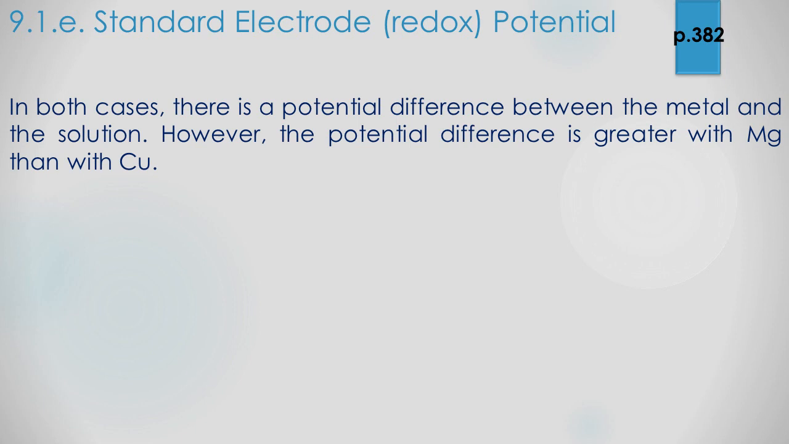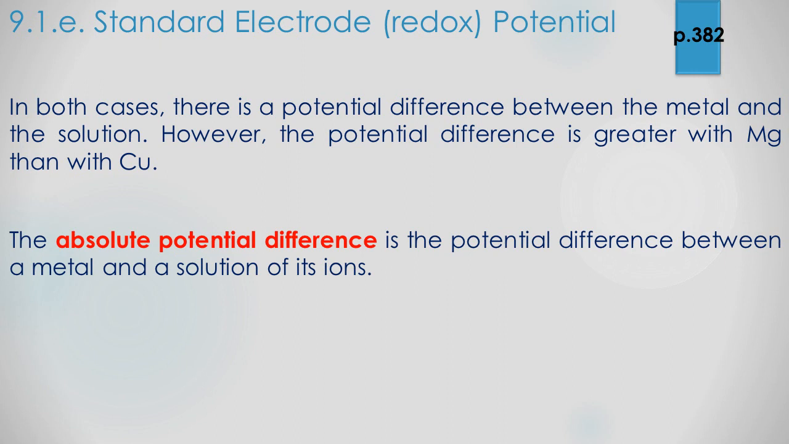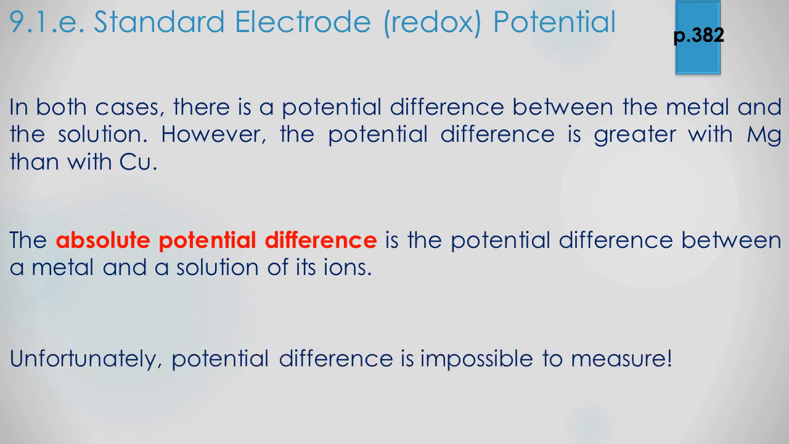In both cases, there is a potential difference between the metal and the solution. However, the potential difference generated in the case of magnesium is higher than that in copper, because you have a higher charge in magnesium than in copper. The absolute potential difference is the potential difference between the metal and its solution. Unfortunately, this potential difference is impossible to measure.